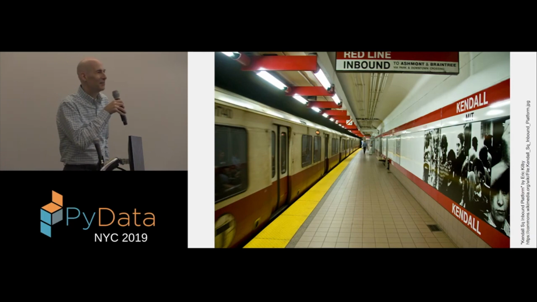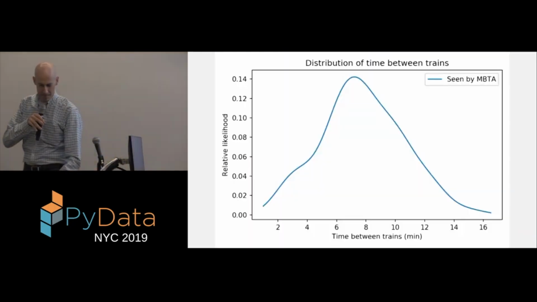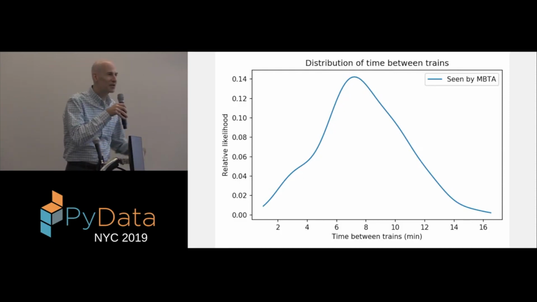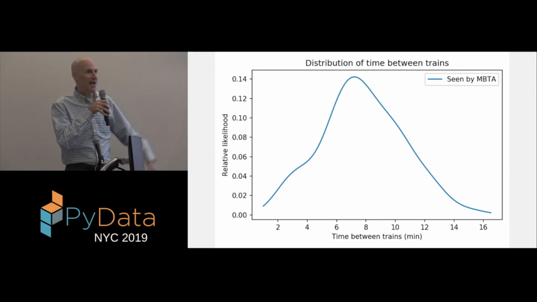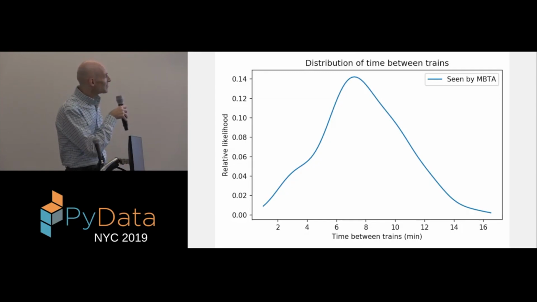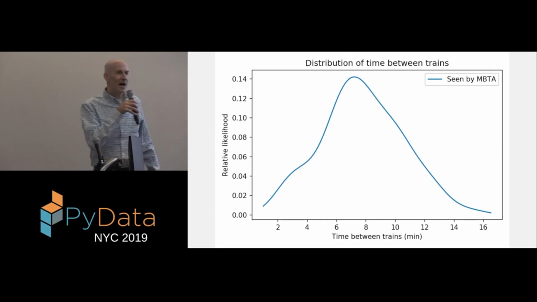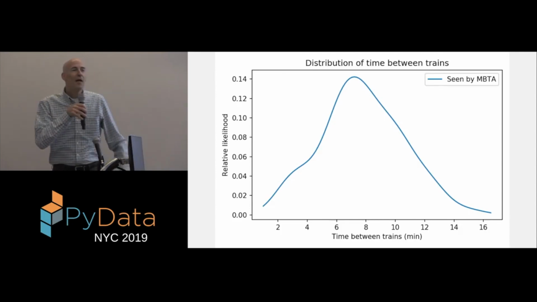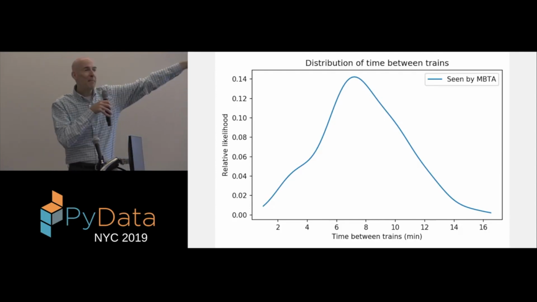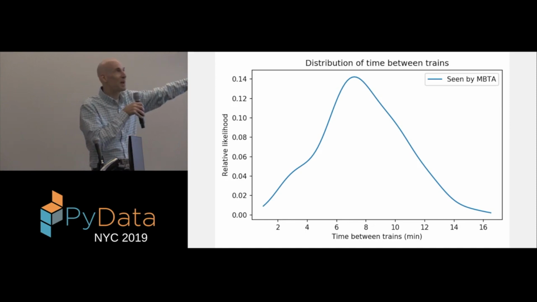So I got some data. This is Kendall Square on the Red Line in Boston. And the MBTA publishes live data that I downloaded for about a week and collected the time between trains at Kendall Square during rush hour. And sometimes they end up really close together, like 2 minutes, and sometimes they're spread out about 16 minutes apart. This is what it looks like if you are the MBTA. That's the Massachusetts Bay Transit Authority. They run the Red Line.